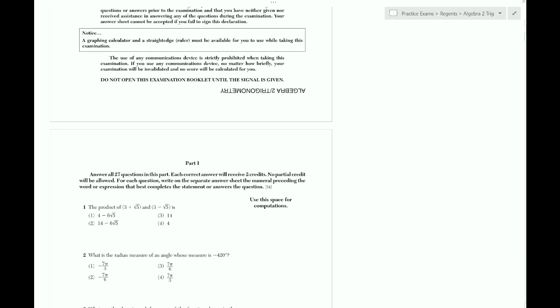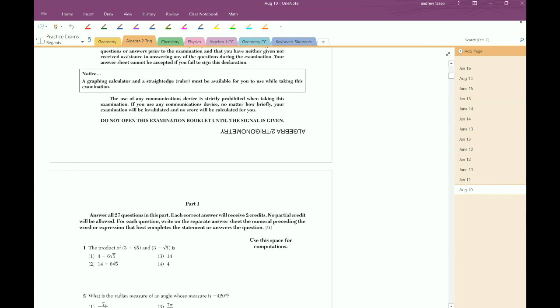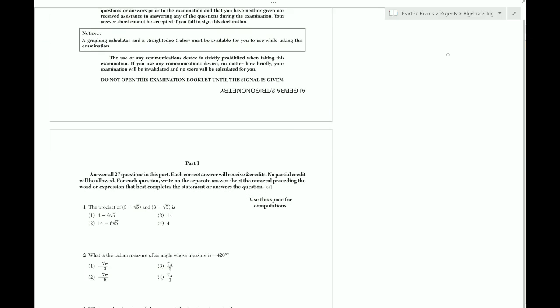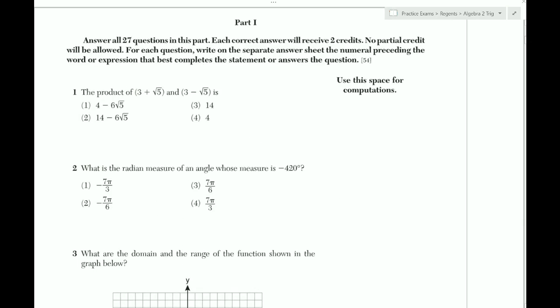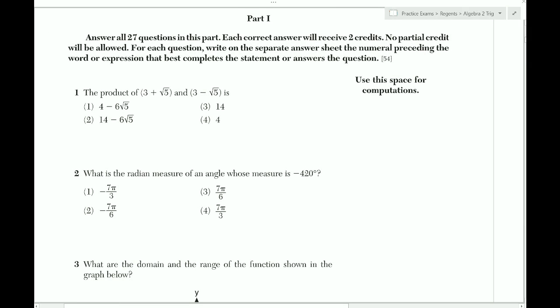We're going to do an Algebra 2 Trig exam from August 2010. All right, first question. The product of 3 plus rad 5 and 3 minus rad 5 is.